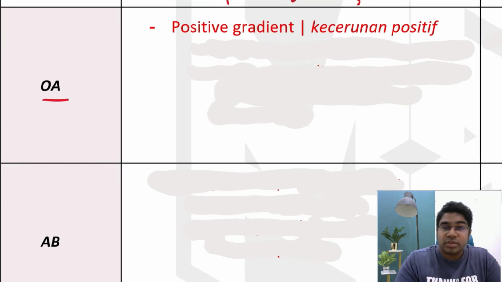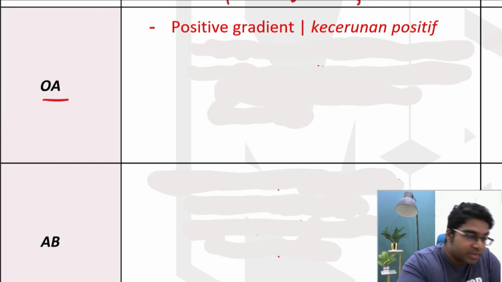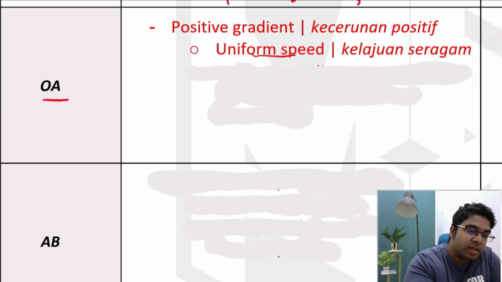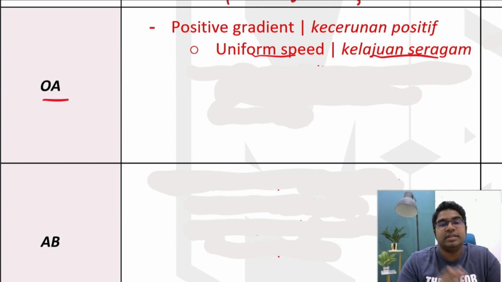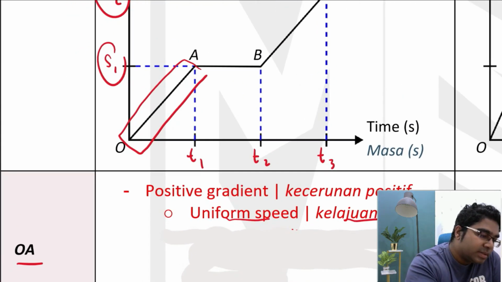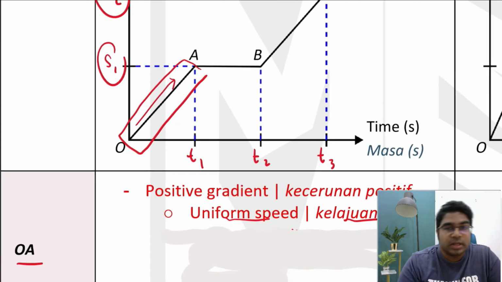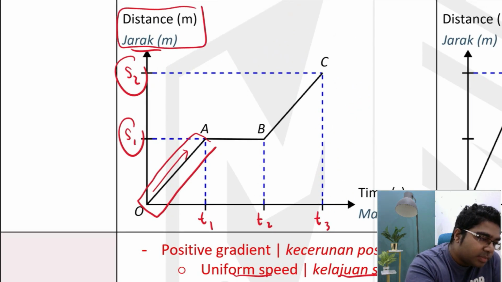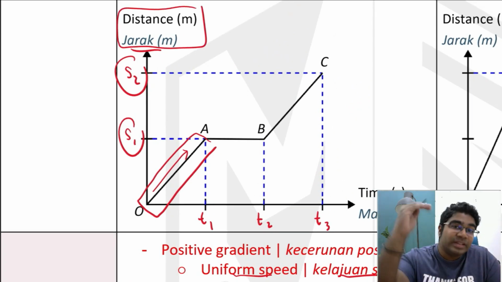So, apakah maksud kecerunan positif di sini? What's the positive gradient? That means first of all, uniform speed. Kelajuan seragam. Di sinilah banyak student akan buat salah. You all will think that okay lah, since dia naik, maksudnya kelajuan naik. Salah. Bukan kelajuan yang naik. Apa yang naik? What is increasing? It is not the speed. Jarak yang sedang meningkat. The distance is the one that is increasing.